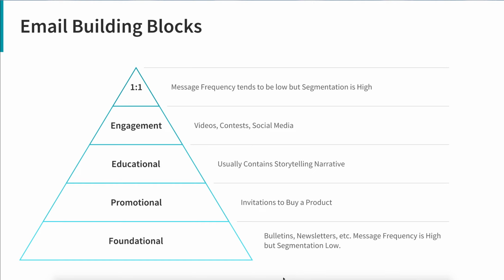So those are the basic building blocks that I see for marketing, and we're going to market slightly differently in each way, and that's something to think about.